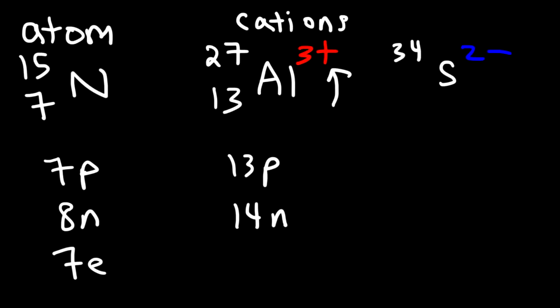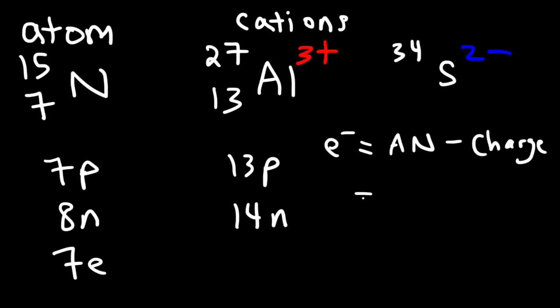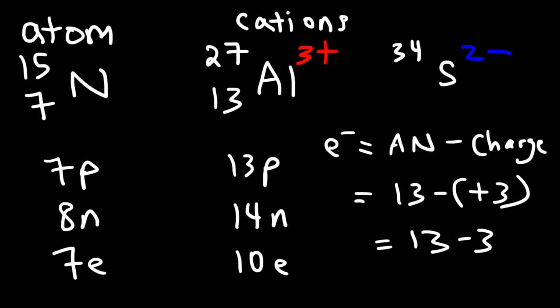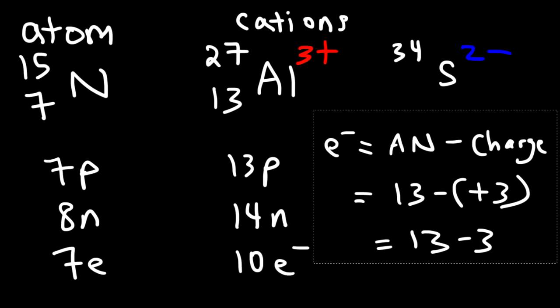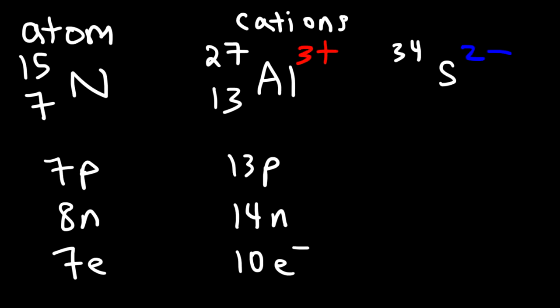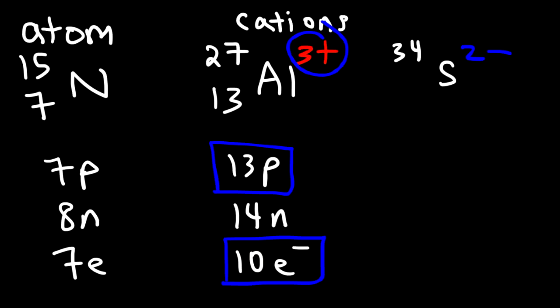Now, we do have a charge, and so the number of electrons will differ from the number of protons. To calculate the number of electrons, it's going to be the atomic number minus the charge. So the atomic number is 13, the charge is positive 3. A negative times a positive is a negative, so this becomes 13 minus 3, and that gives us 10. And thus we get 10 electrons. And as we said before, whenever you have a positively charged ion, there are going to be more protons than electrons, which we can see, since there are 3 more protons than electrons.